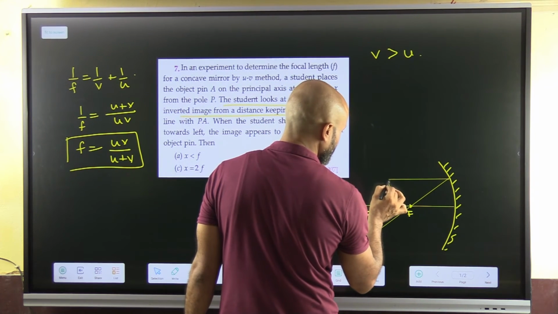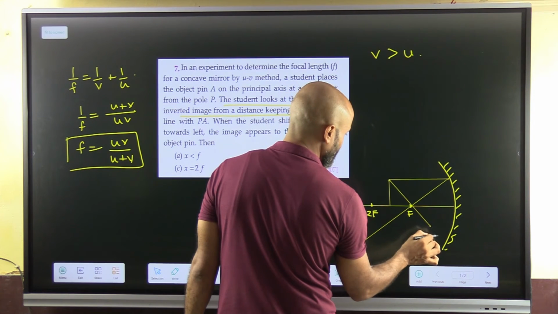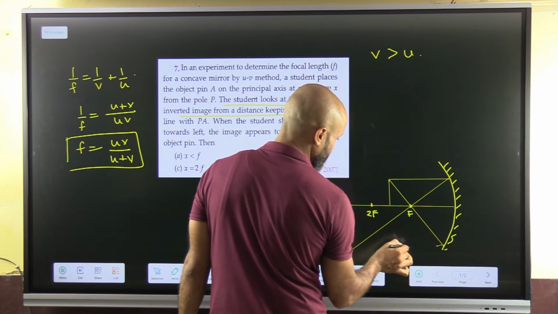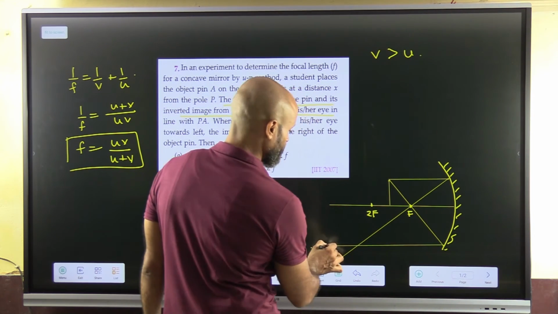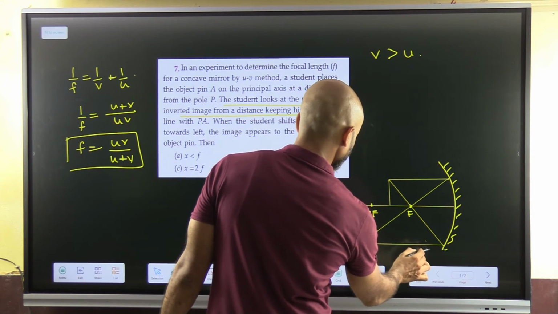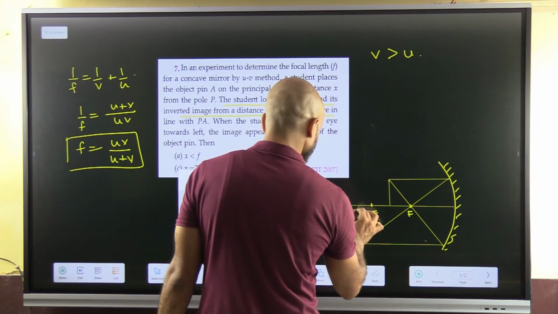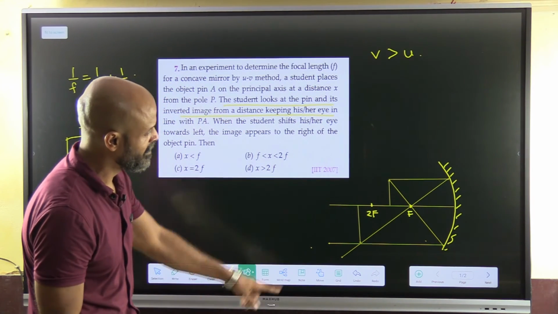A ray of light which is passing through the focus, after reflection, will pass parallel to the principal axis. And this will be the inverted image of the object.